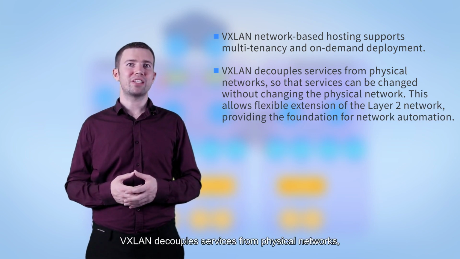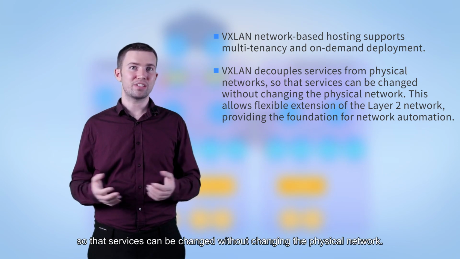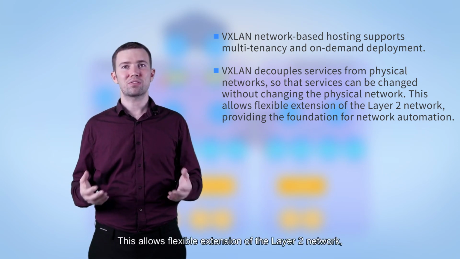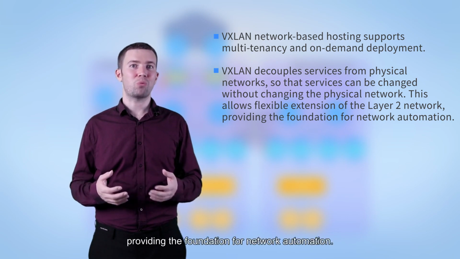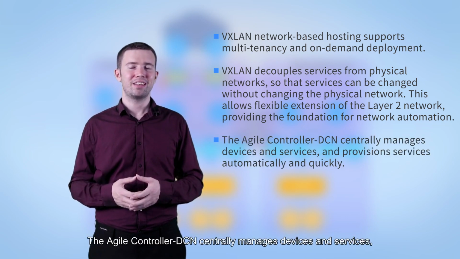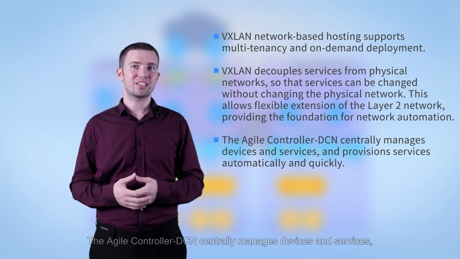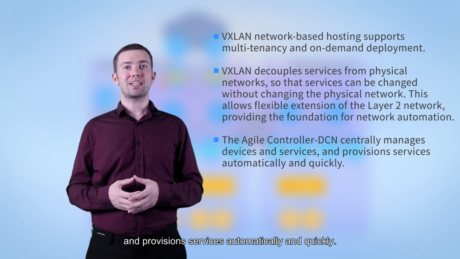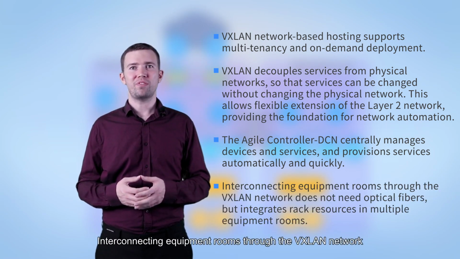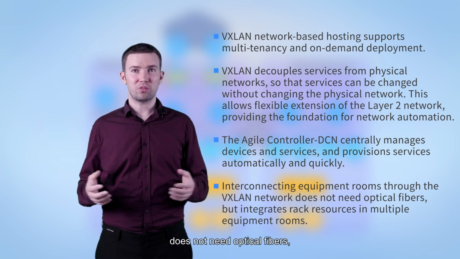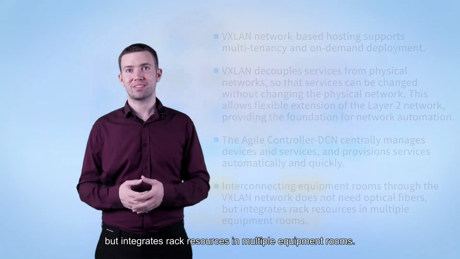VXLAN decouples services from physical networks so that services can be changed without changing the physical network. This allows flexible extension of the Layer 2 network, providing the foundation for network automation. The Agile Controller DCN centrally manages devices and services and provisions services automatically and quickly. Interconnecting equipment rooms through the VXLAN network does not need optical fibers, but integrates rack resources in multiple equipment rooms.